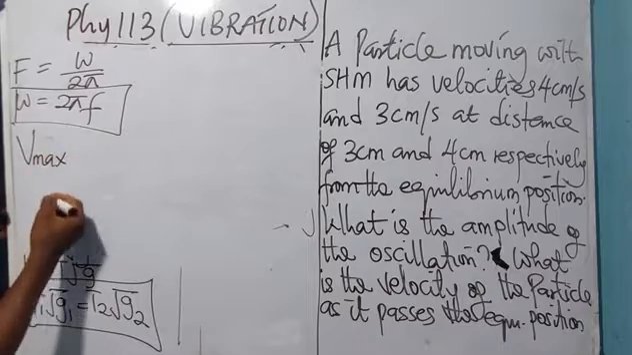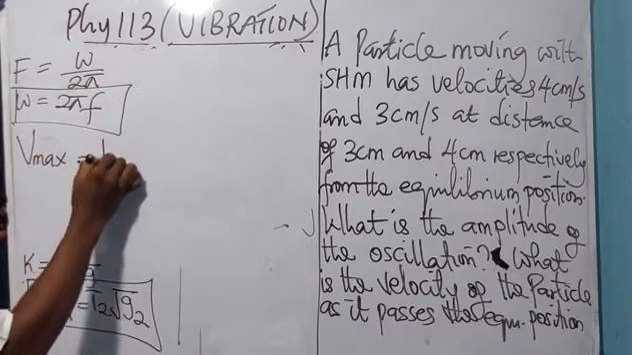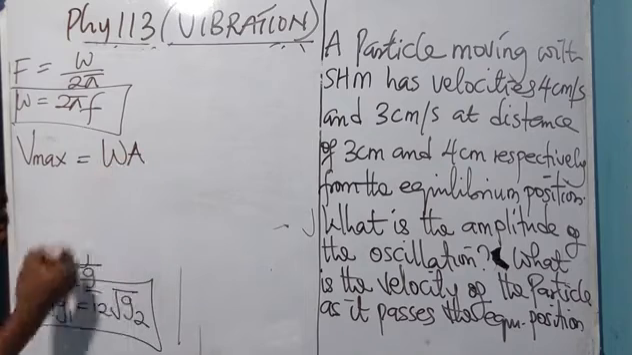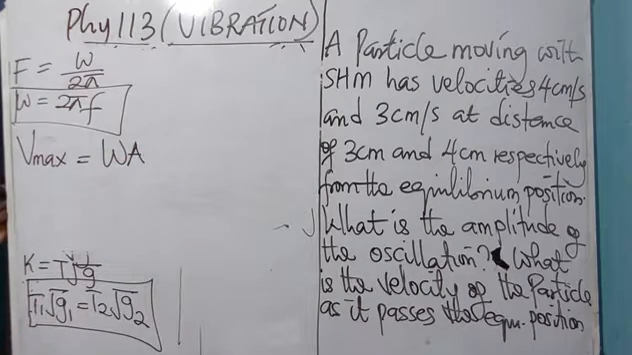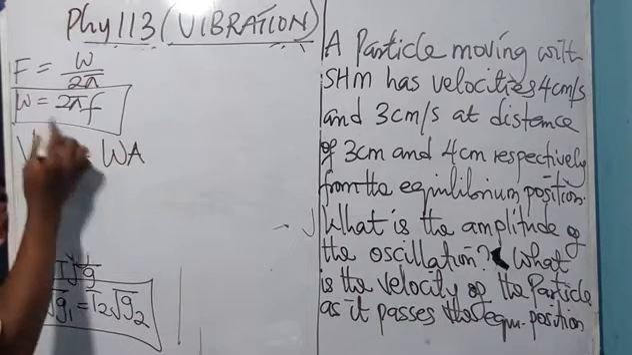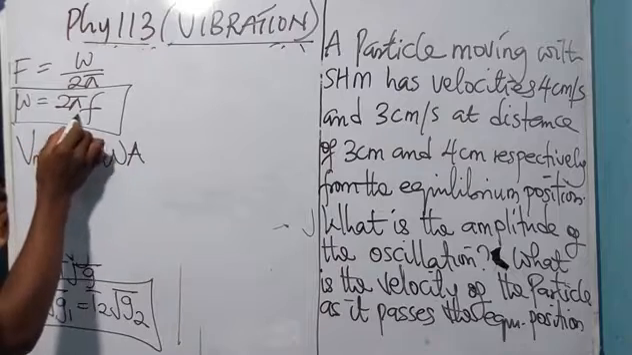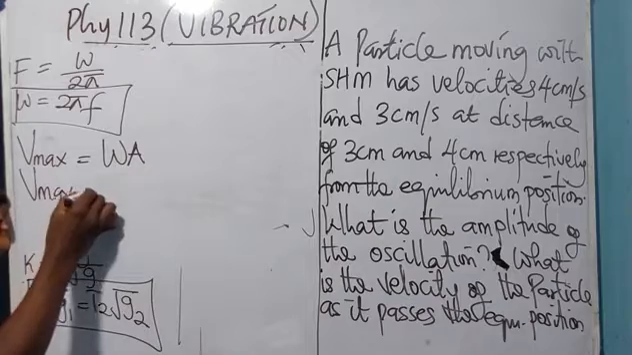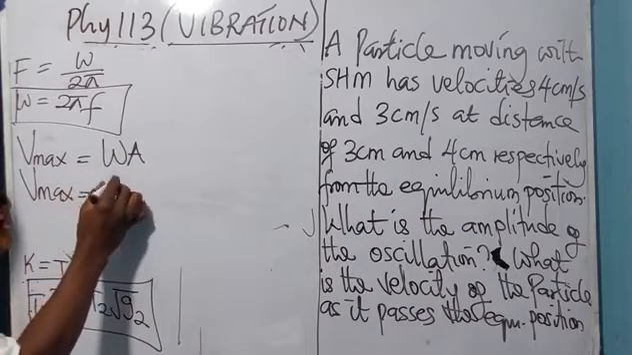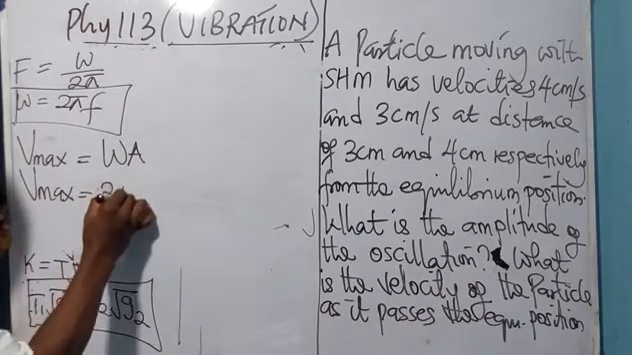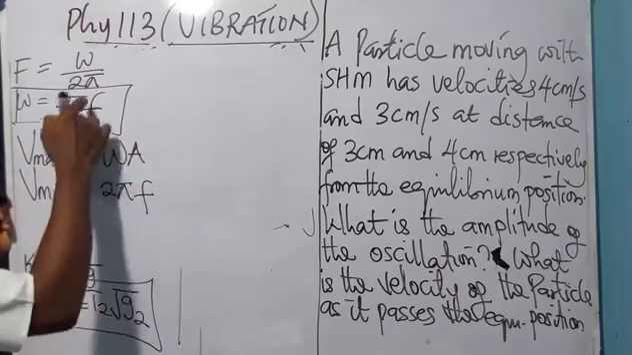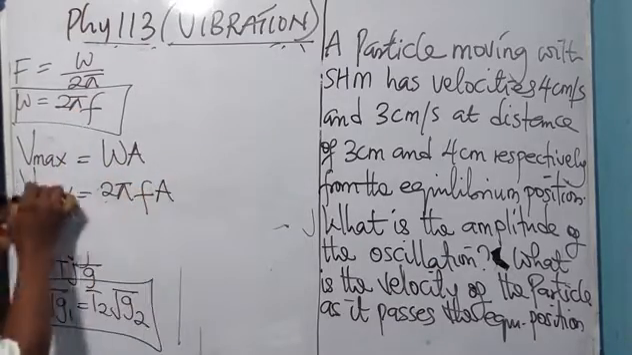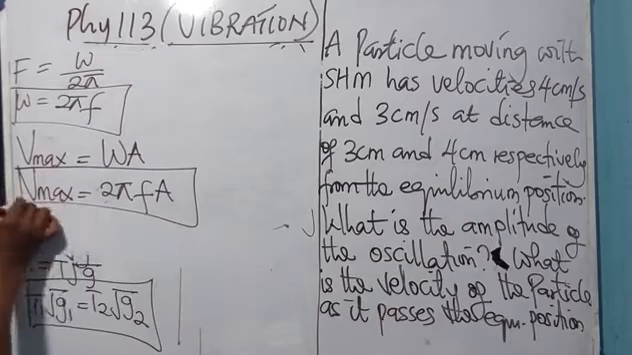Now, V max. I have my maximum velocity as angular velocity times amplitude. Now from here, I have my angular velocity as 2 pi f, so I can substitute. It means that V max equals 2 pi f times my amplitude.